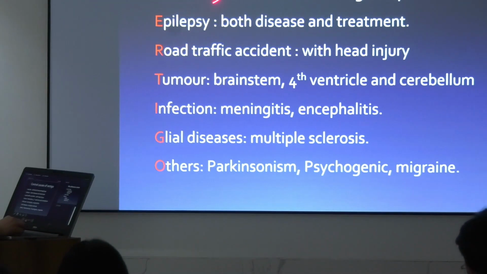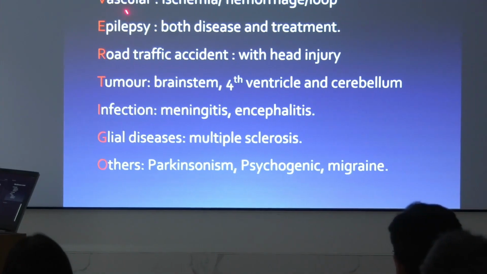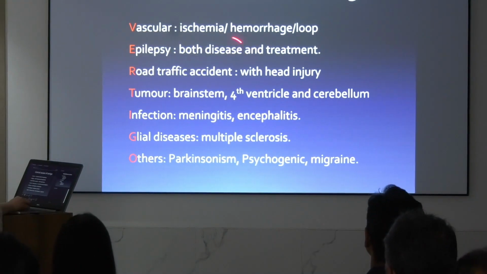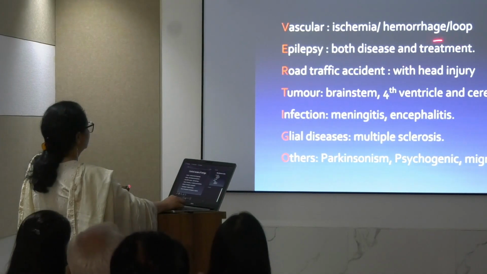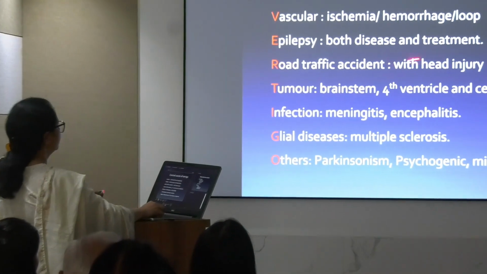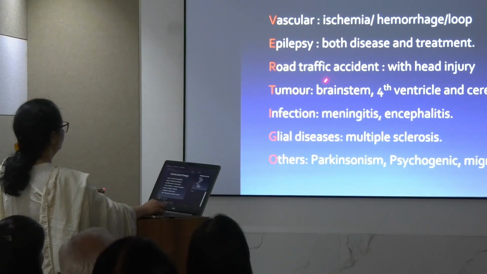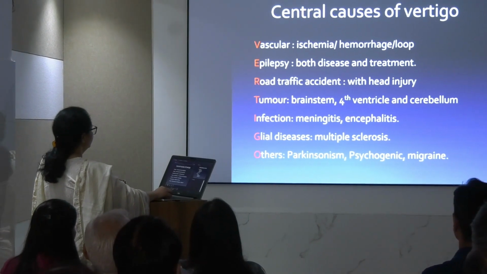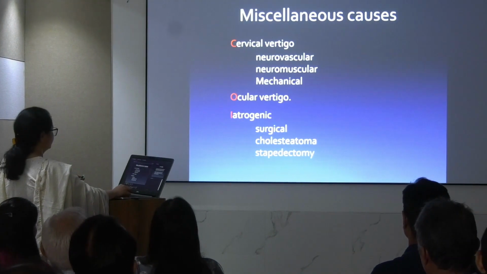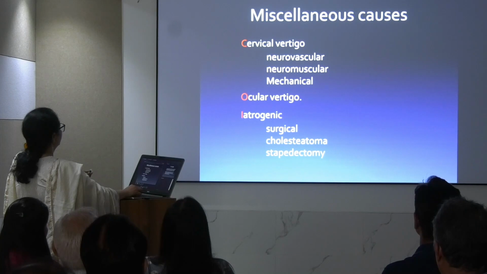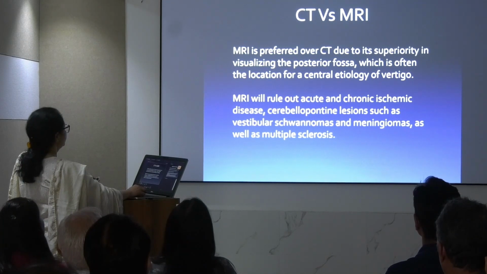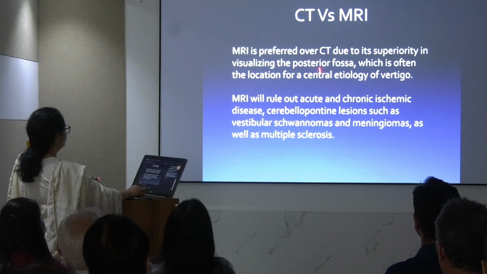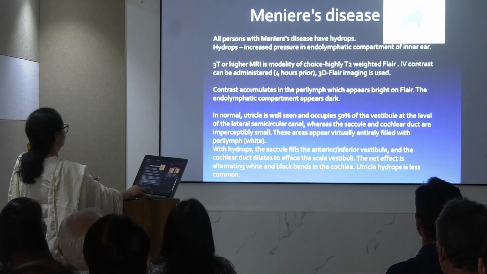patients. In the second problem, what we see is involvement of the labyrinth, viral infection and multiple sclerosis, which is also one of the causes. This central vertigo usually will be found on MRI. So MRI is preferred over CT, but the combination is always the best.